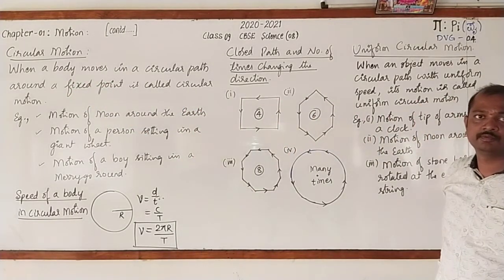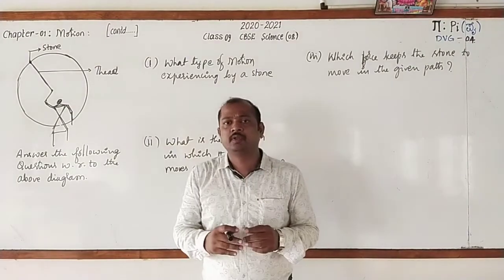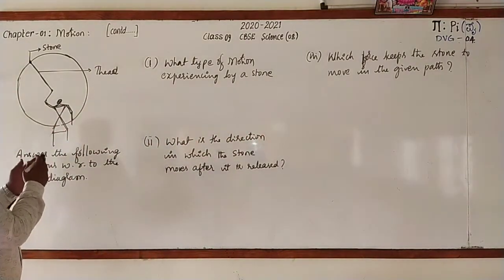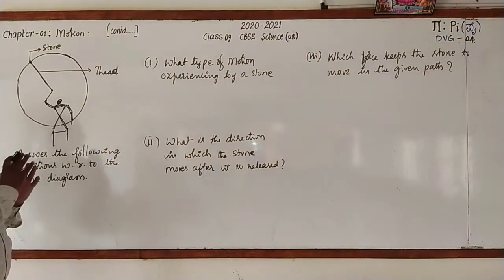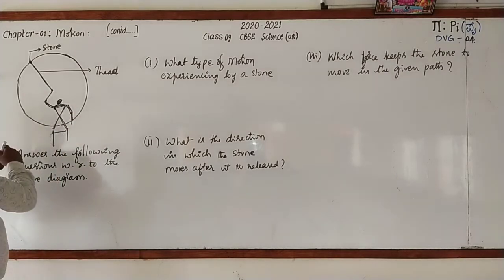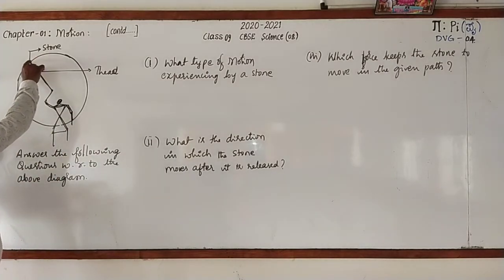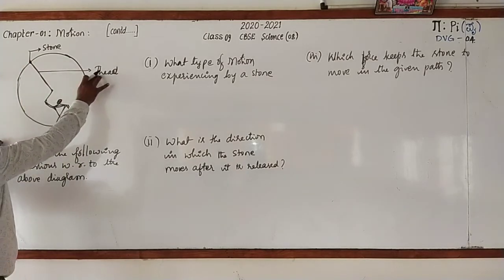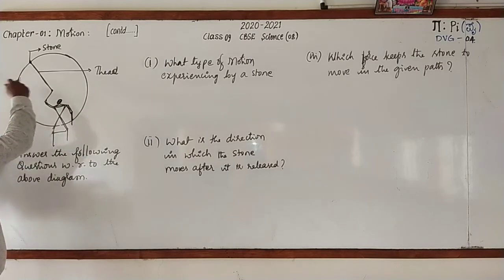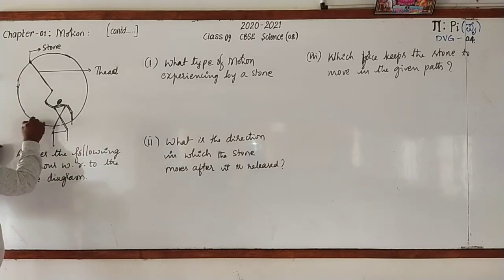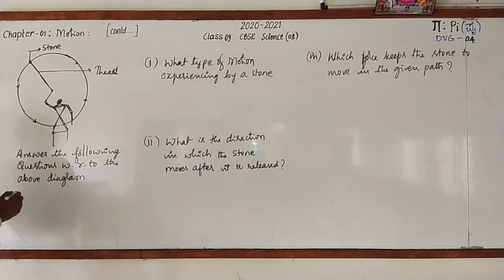Yes, copy this. Okay, dear students, here I have drawn a figure, and with respect to that figure, 3 sub-questions are there, and these 3 questions were asked even in the examination. The same questions are written. Look here. Here they have given a stone tied to a thread, and the other end of the thread is held by a man, and he started whirling the stone. It may be moving in this direction. Observe. Answer the following questions with respect to the above diagram.